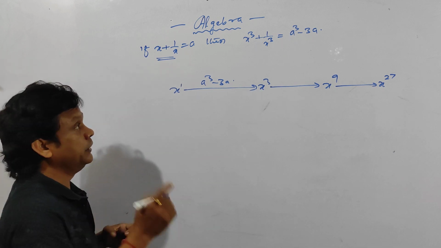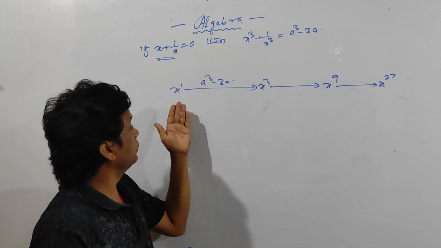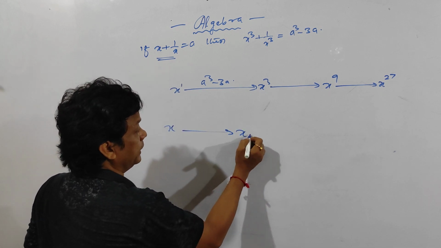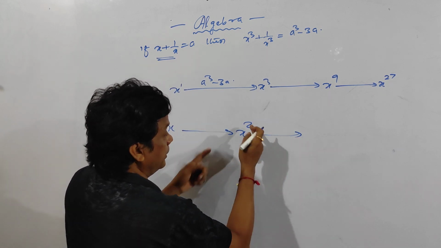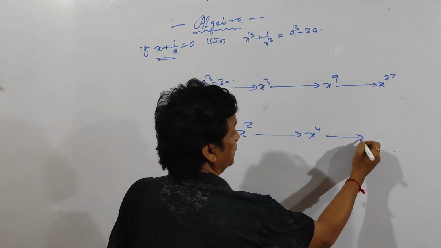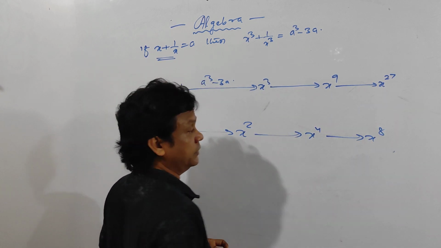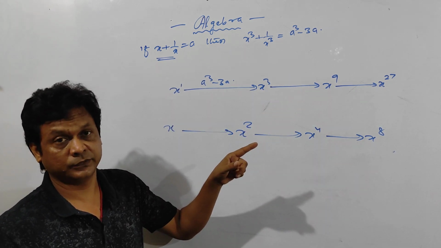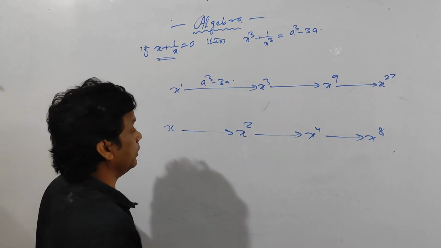Clear? And in the first video I told you how to convert the square of this one. If x is given, then you convert to x square. And if x square is given, then the whole square of this one will be x to the 4. And if x to the 4 is given, the whole square of this one will be x to the 8. Like this. And today I am going to find out the whole cube. Clear? And now see here.